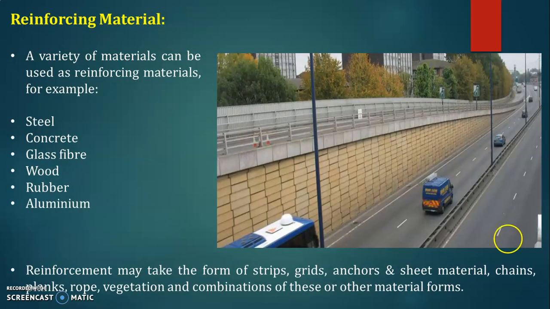Reinforcing materials: a variety of materials can be used as reinforcing materials. For example, steel, concrete, glass fiber, wood, rubber, aluminium. These are all used as reinforcing materials. Reinforcement may take the form of strips, grids, anchors and sheet material, chains, planks, rope, vegetation and combinations of these or other material forms.